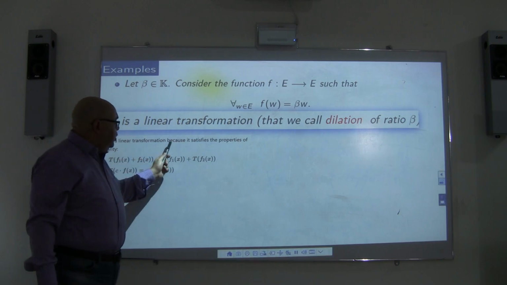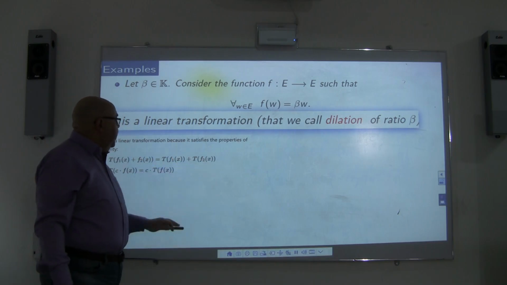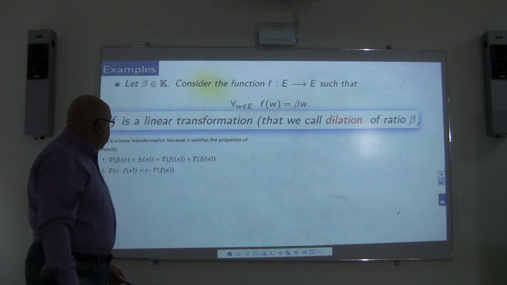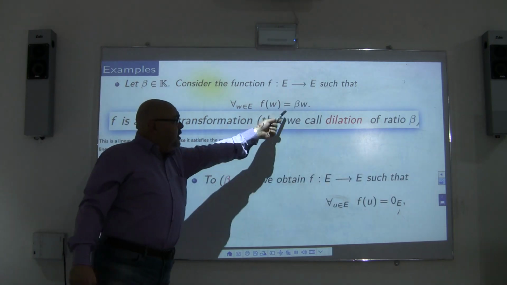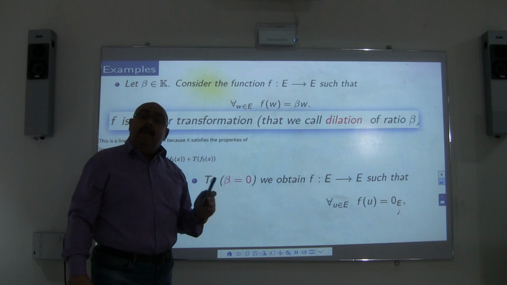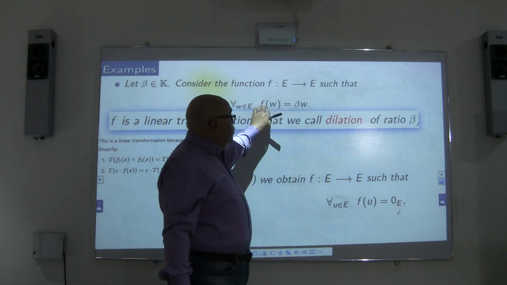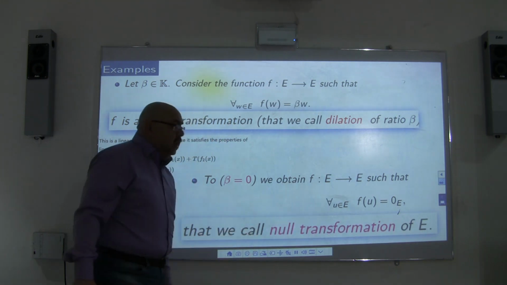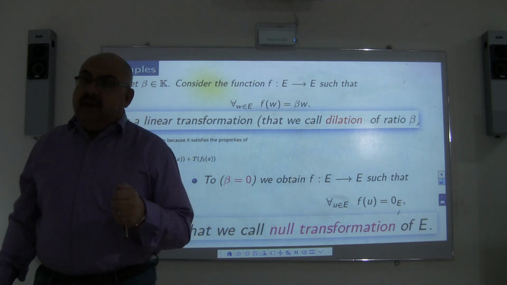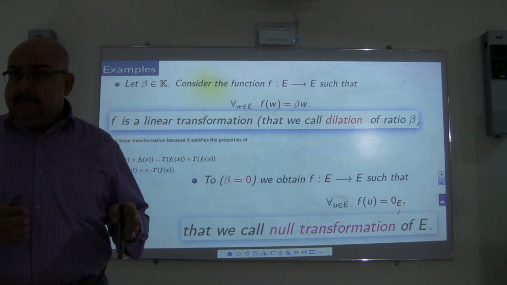This is a linear transformation because it satisfies the properties of addition and multiplication by scalar. If beta is equal to 0, so I'm mapping the elements of W into the origin, and in this case, we call it the null transformation. So I have the dilation transformation, which is scaling.